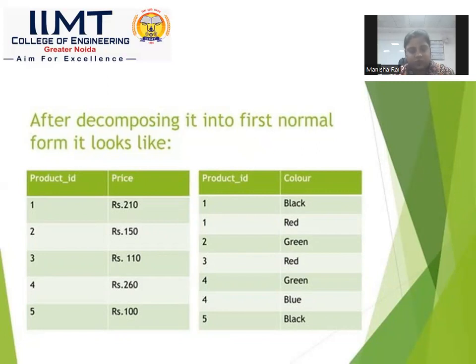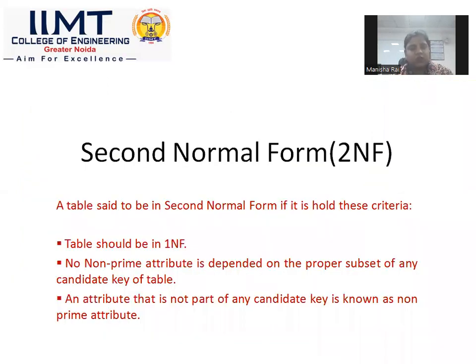Every row has an atomic entry. So now we can see that our database represents itself in first normal form. After that, we will lead towards the second normal form. The criteria of second normal form are listed here.